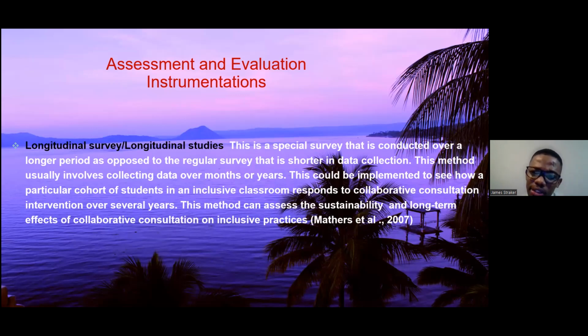And with the longitudinal survey, they have different types as well. We can look at the panel one, and that basically says we're going to be assessing the same group throughout. And so how this applies is, sometimes your intervention might not be seen right in the cross section. That's at one point. You would have implemented something, and maybe it's long term. It will have long-term effects.